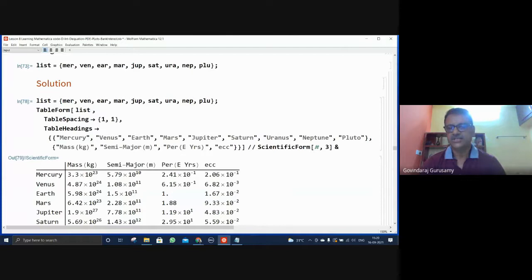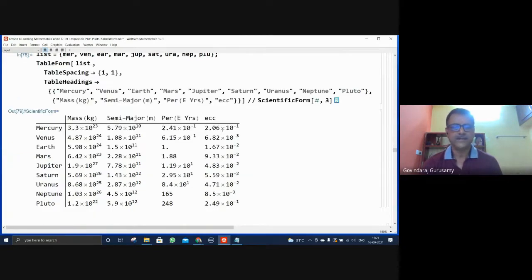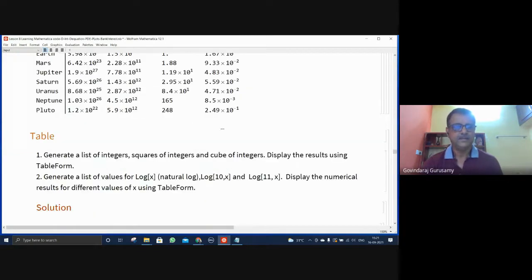This hash is for all the set of data. Apply the scientific form and hash. This ampersand symbol takes care of that. For every one of them, that is applied. For every one of the lists, Mercury, Venus, Earth, and so on. Okay. So here is the table.